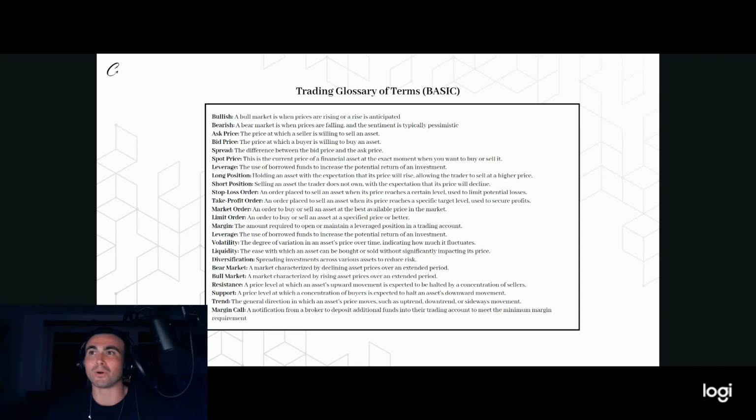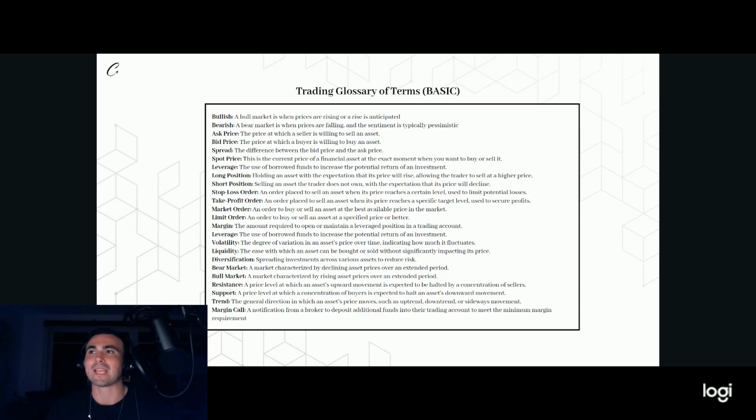Leverage. The use of borrowed funds to increase the potential return of an investment. Leverage requires margin and capital to borrow more for a larger position. Long position. Holding an asset with the expectation that its price will rise, allowing the trader to sell at a higher price. Short position. Selling an asset the trader does not own. So you're borrowing to sell or bet against the market with the expectation that its price will decline.